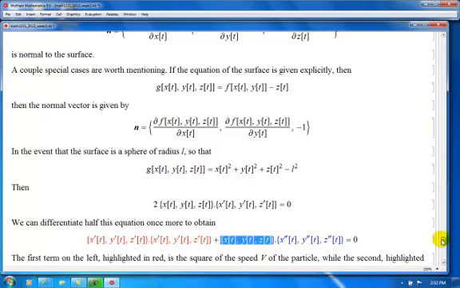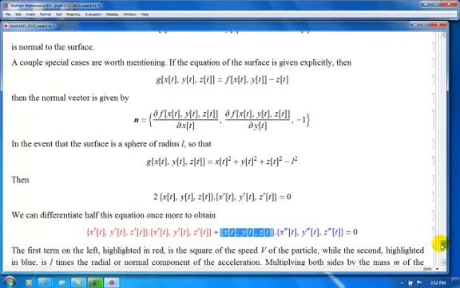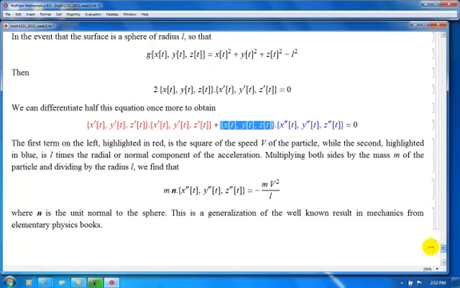If we tidy that up, we multiply it by the mass of the particle and divide by the radius of the sphere, and then we have the mass times the normal component of the acceleration, which is the normal component of the force, equal to minus mv squared over L, which is a well-known result in mechanics and elementary physics books. So I think we'll stop there.